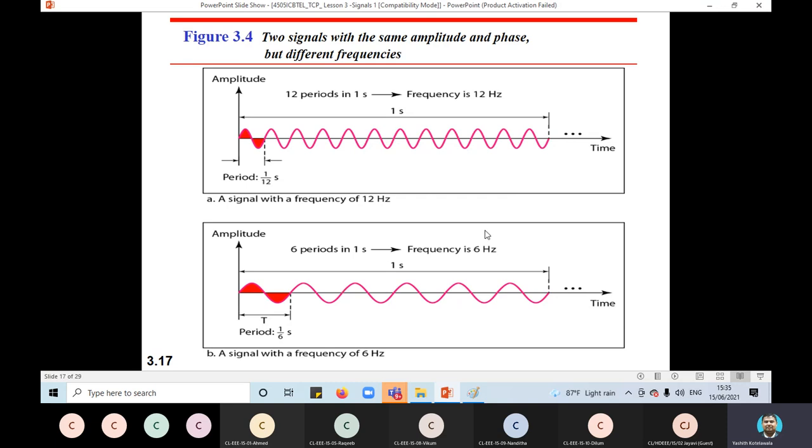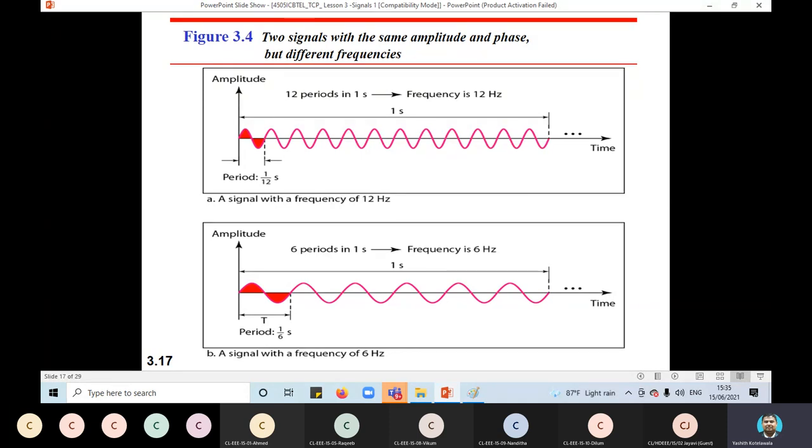When it comes to lower frequency, what can you say about the time span of change? The changing time span is still capital T, but this time, since the frequency is 6, period is equal to 1 over 6. If I ask you to compare 12 and 6, which value is greater? Definitely 12 is greater. But when you take the reciprocal, 1 over 6 is the greater value.